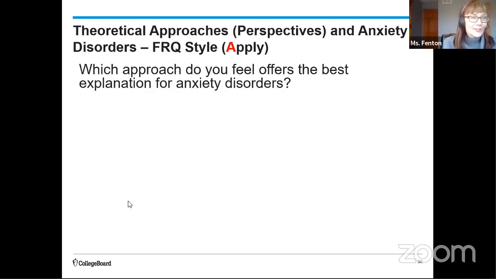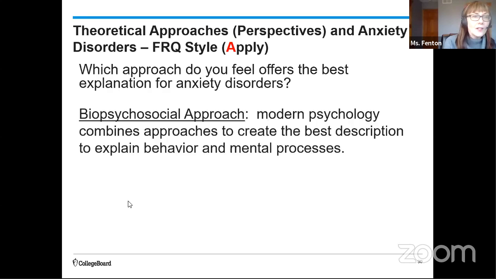Okay, now just a theoretical question. What approach do you feel offers the best explanation of anxiety disorders? So if you wanted to explain the cause, or the etiology, of phobias, is Freud's answer the best? Is the biological perspective correct? Is it cognitive? Which do you think is the best? If you're having trouble deciding, that might be because you are looking at something we call the biopsychosocial approach. Modern psychology combines approaches to create the best description. So something like anxiety might be partially related to genetic predispositions. It could be related to neurotransmitter imbalances, but it could also be related to those irrational negative thought processes as well.